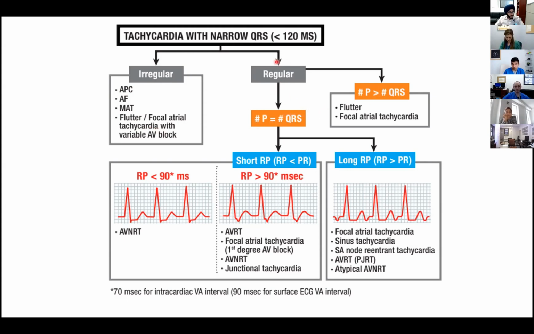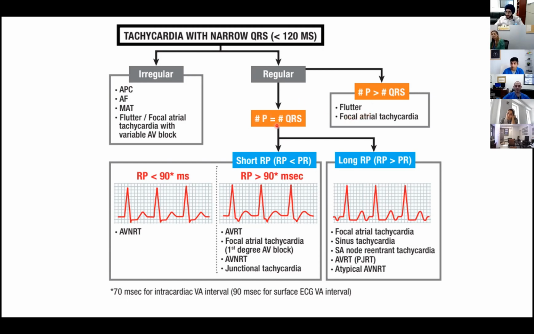It's really because of this. You see the regular narrow complex tachycardia, and really the important dichotomy is whether there is the same number of P's and QRSs, or there are more P's than QRSs. Because as you see, you narrow down your differential diagnosis significantly if you notice that there are more P's than QRS. So then automatically your brain is much less overwhelmed, and you can focus on seeking further clues that can confirm one of these diagnoses.